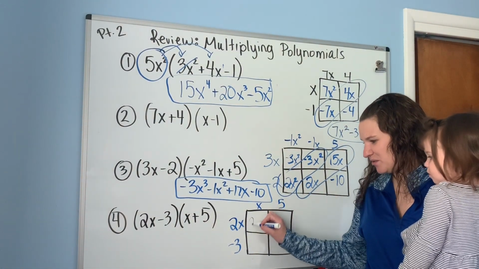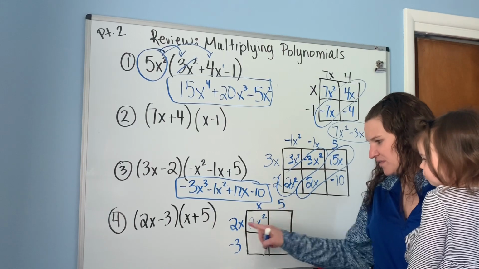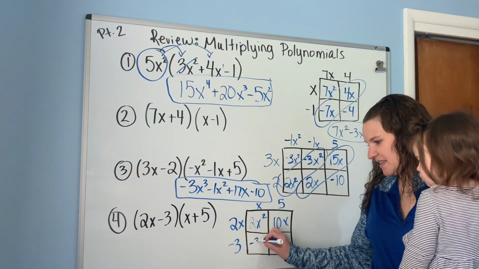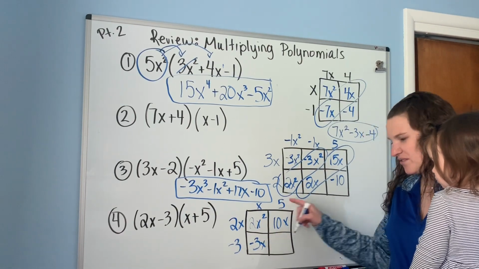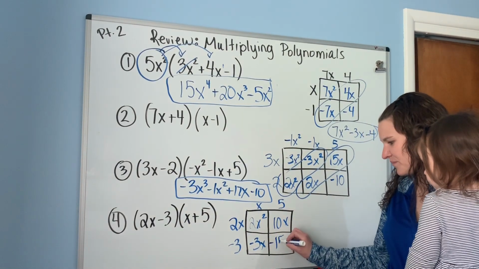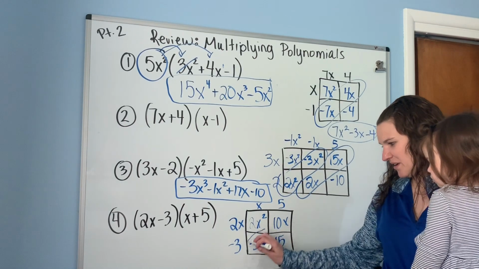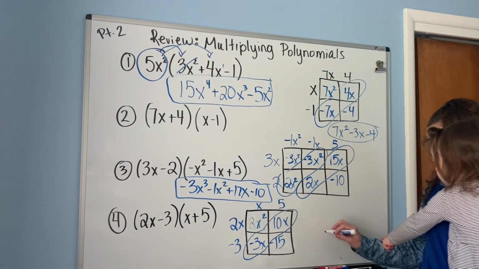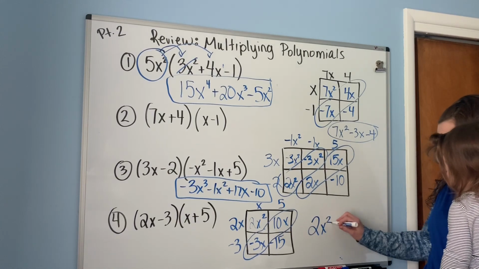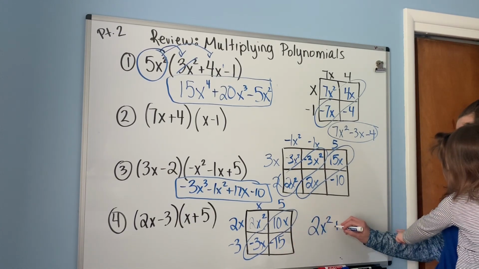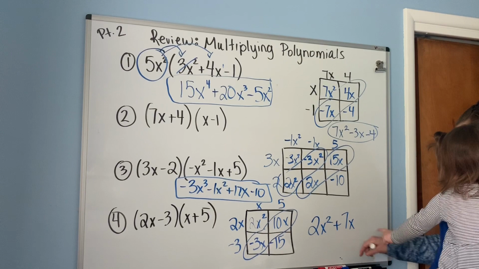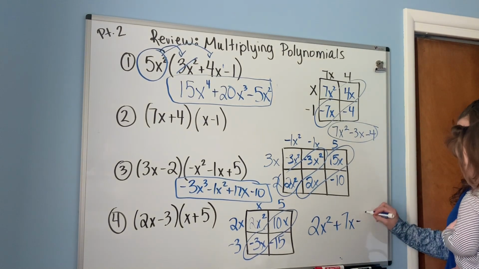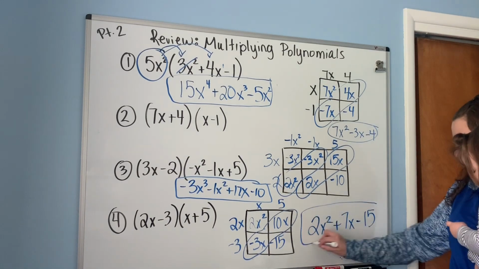2x times x gives me 2x squared. 2x times 5 gives me 10x. X times negative 3 is negative 3x. Negative 3 times 5 is negative 15. Let's look for our like terms. I see them right there. Let's rewrite them. Highest exponent first, 2x squared. When I combine those, I'll get a positive 7x. Oh, do you need this cap back? There you go. And then we'll bring over the negative 15.